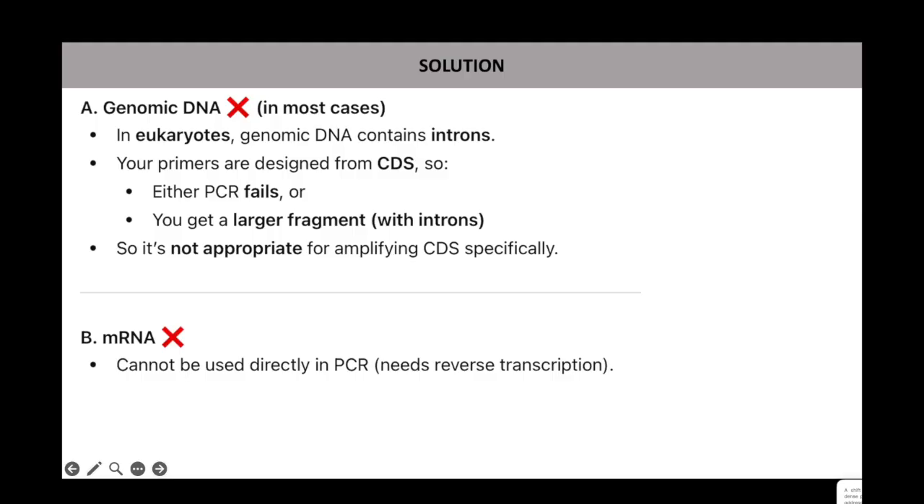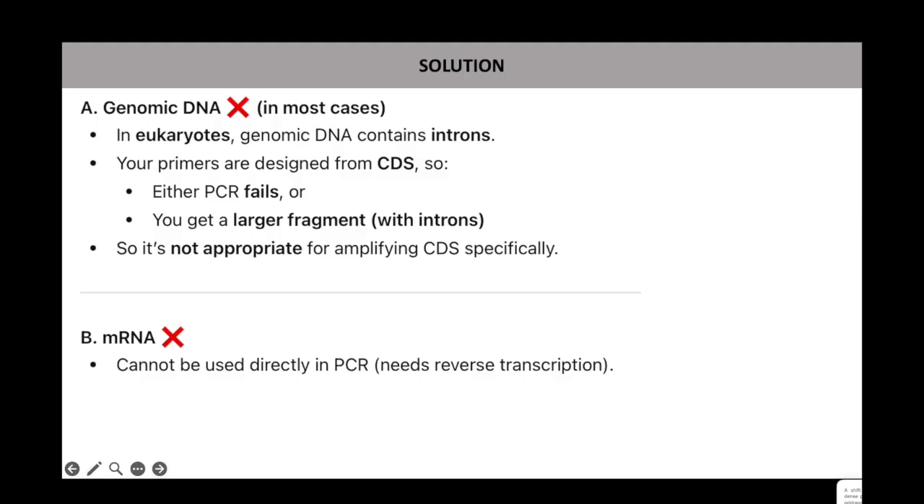Now, if the primers are designed from this region, that is, spanning from the first exon to the last exon, then in this case both genomic DNA and CDS will give amplification. The cDNA will actually be forming the CDS sequence. But the problem is that because the genomic DNA will also contain the intron part, there are chances that the amplicon size will be much higher as compared to the size that we are expecting.